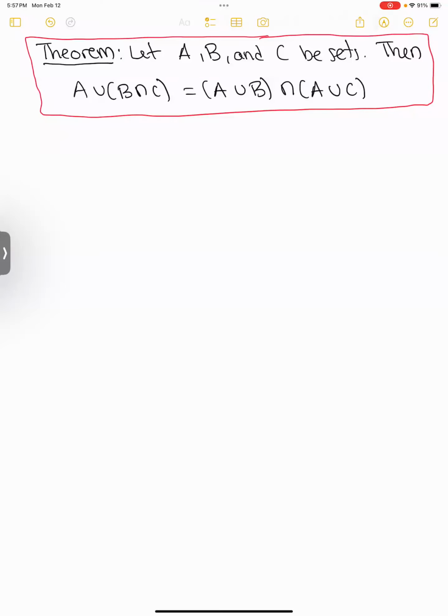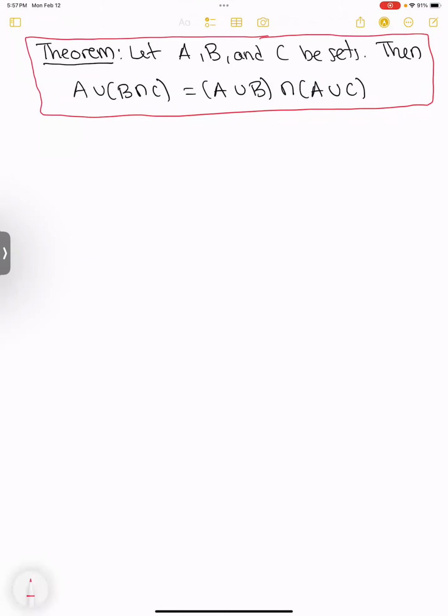Okay, in this last video, we want to show one more example of proving that two sets are equal. In this case, the theorem says to take three sets, A, B, and C, and show that A union quantity B intersects C is the same thing as taking the quantity A union B and the quantity A union C and intersecting them.